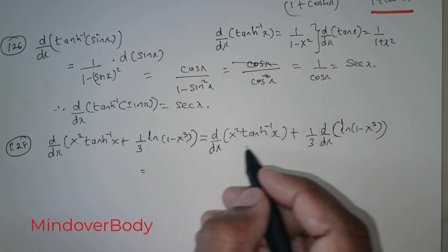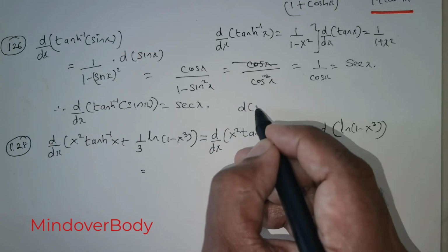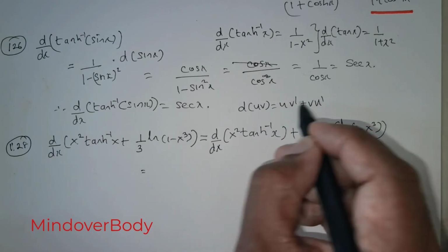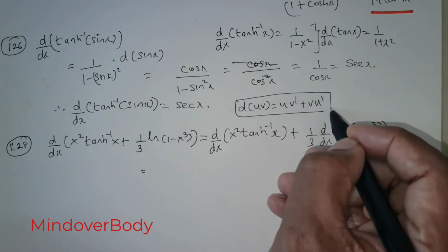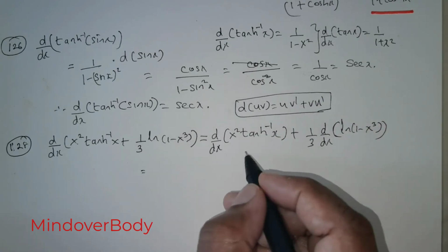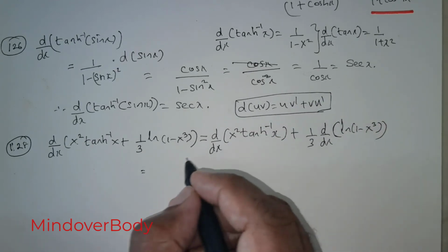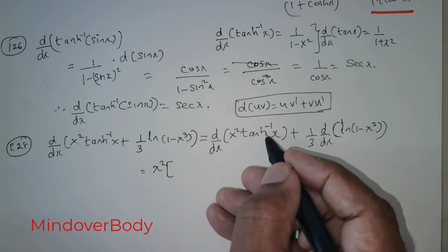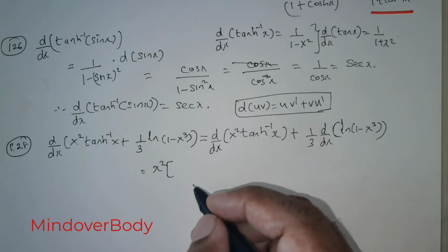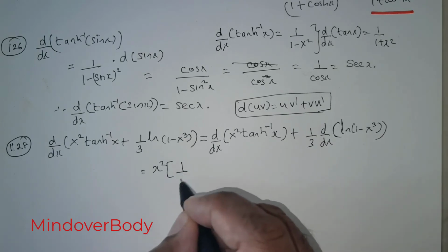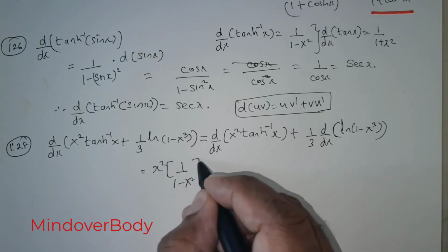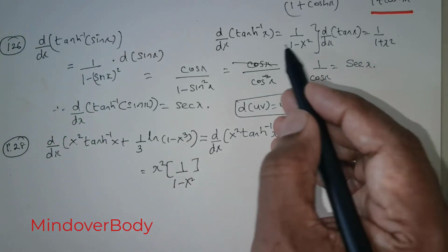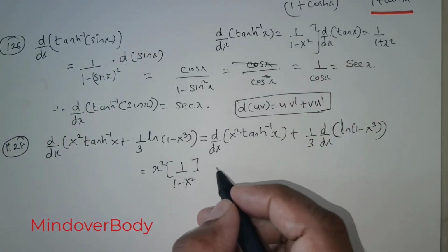In fact, I'm going to apply the product rule. So d of u times v is equal to u times v dash plus v times u dash. This is the formula for the product rule. So if I apply the product rule formula here, I'm going to get x squared times differentiation of hyperbolic tan inverse of x, which is equal to 1 over 1 minus x squared, which we already know.